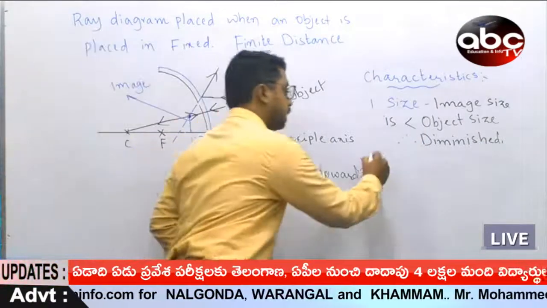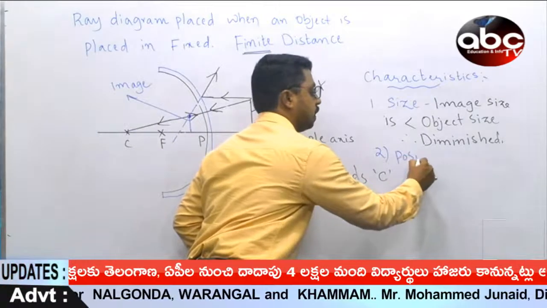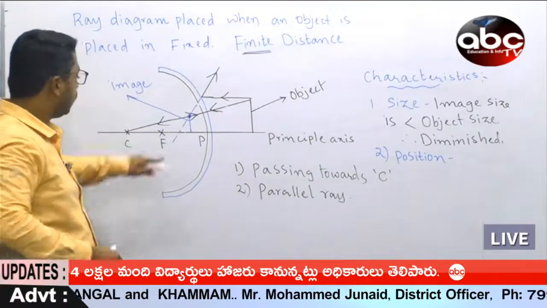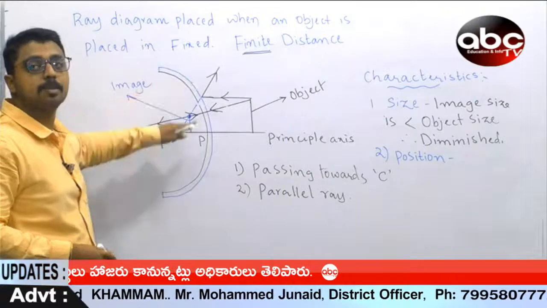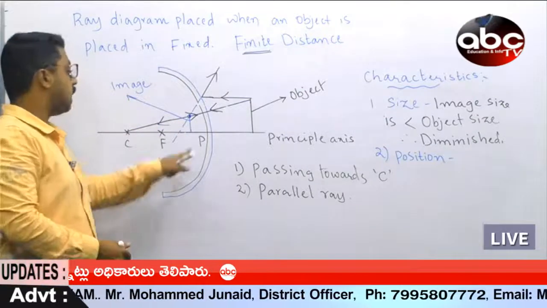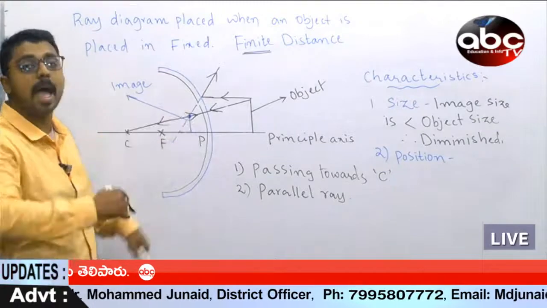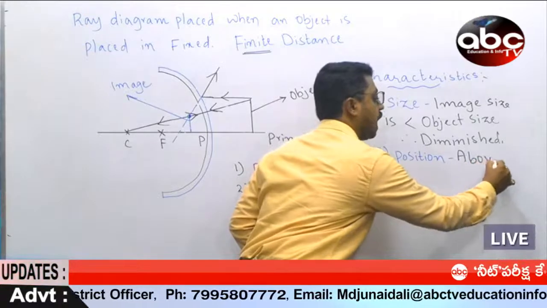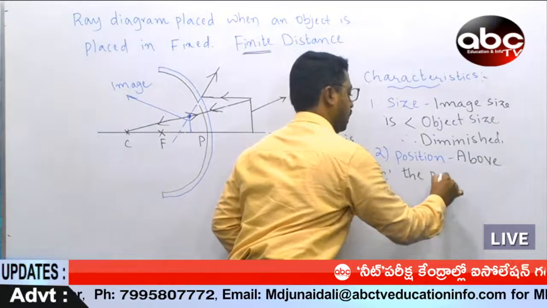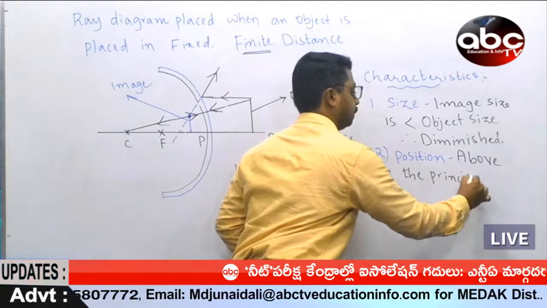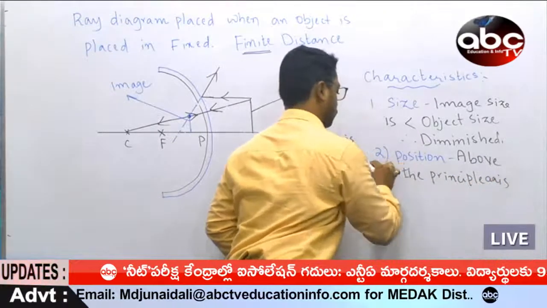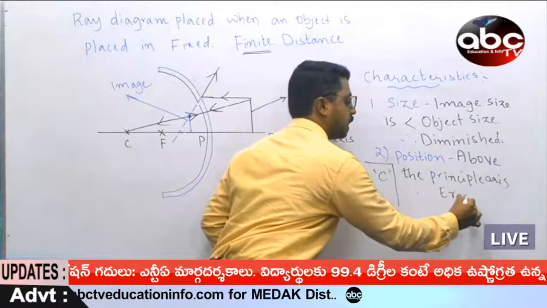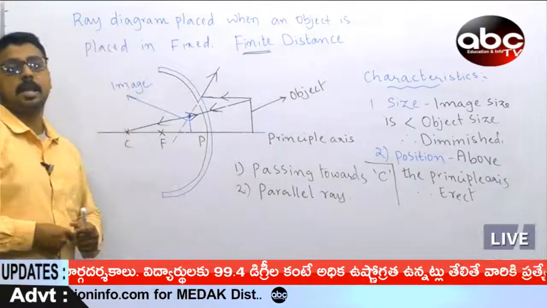Let us go on to the second characteristic, which is called position. What is the meaning of position? Check whether the image is formed above the principal axis or below the principal axis. It is actually lying above the principal axis. Therefore, what type of image is it? It is an erect image.